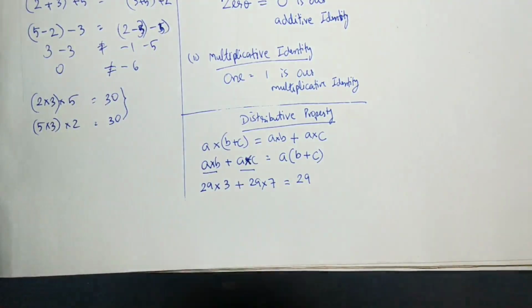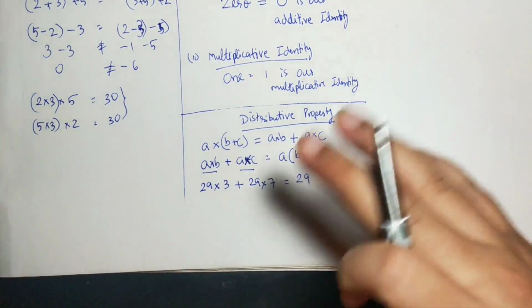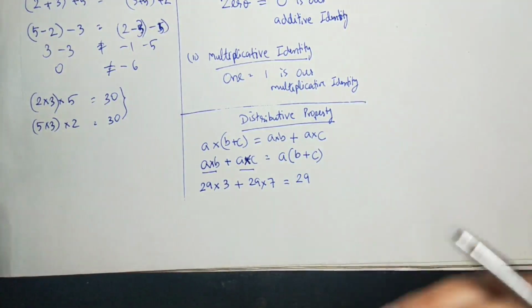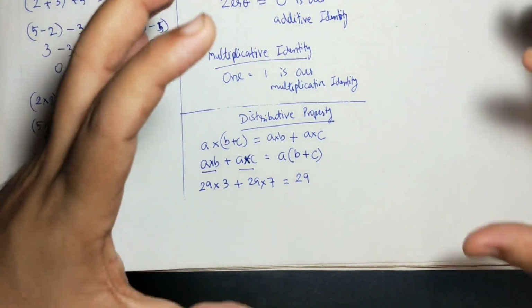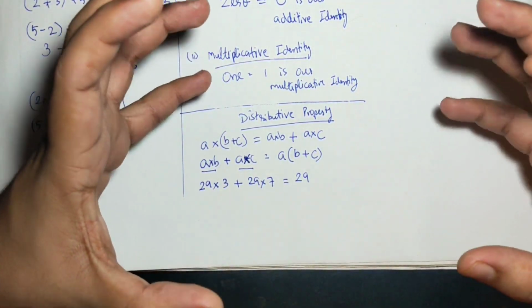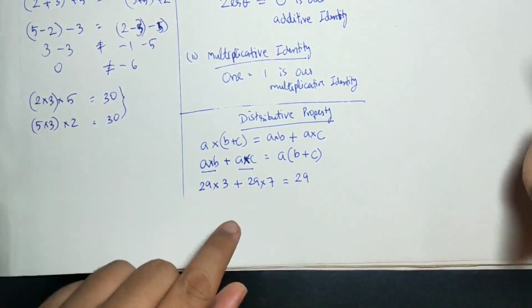But how to make calculations easier? That's why we are learning these properties, so that we can group them in an easier way and get the answer quickly.